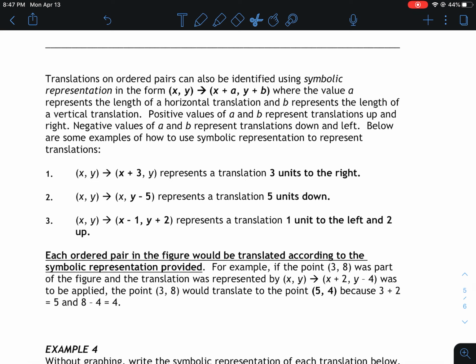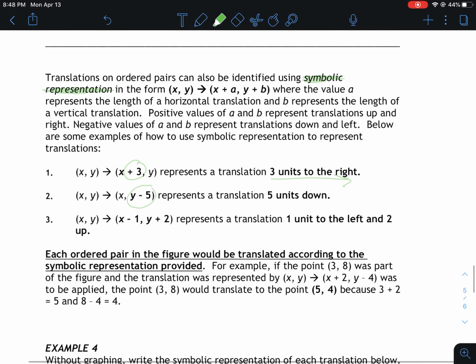Now there is another way that we can represent translations when we are talking about ordered pairs, and that is known as symbolic representation. So symbolic representation is when they put a plus or minus a number next to the x or y or both values. Positive values represent the up and right. Negative values represent down and left. So when we talk about it, remember that x is going left and right. So when we see it saying positive 3, that means we are going to the right 3. Because if we look at a graph, positive 3 is always going to the right for the x values.